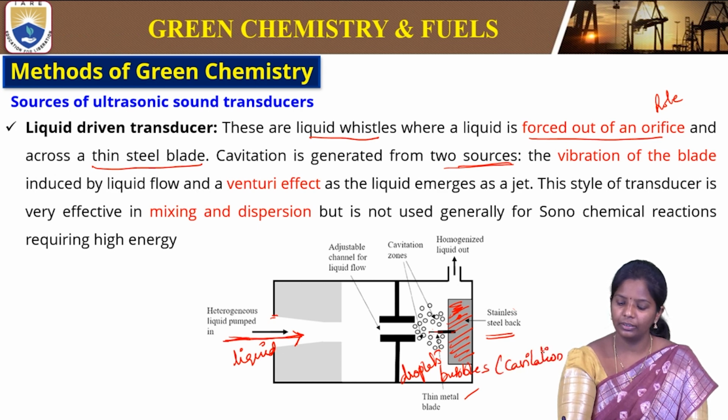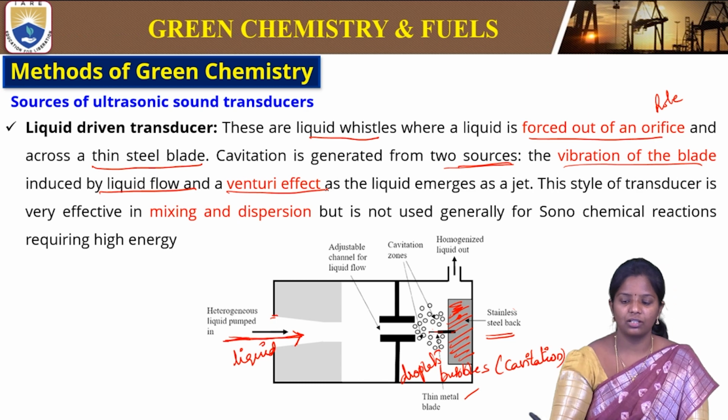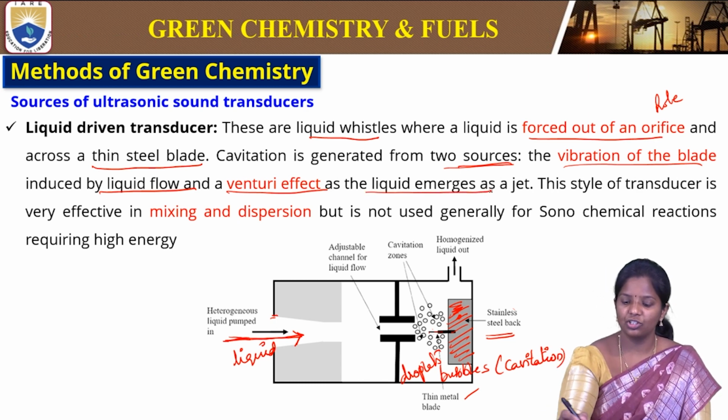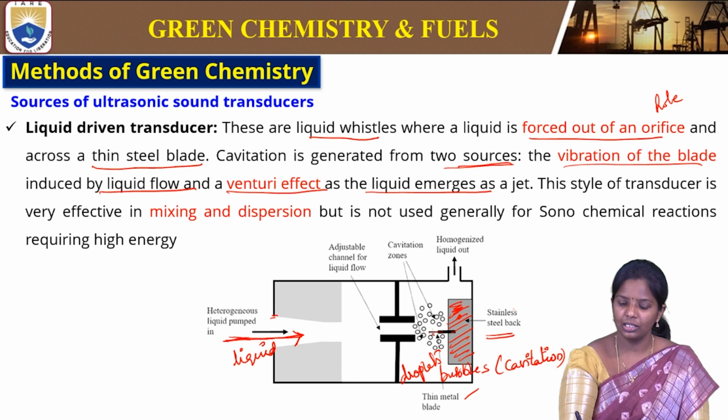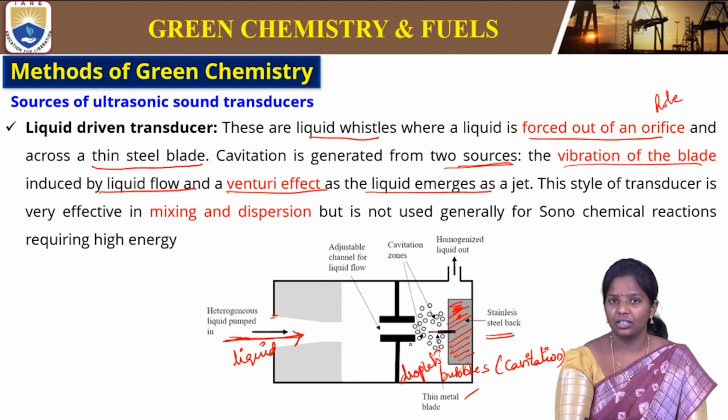So how does this occur? This occurs from the vibration of the blade. The blade will be vibrating, causing the liquid flow. The flowing liquid splits because of the vibration of the blade, and a Venturi effect occurs where the liquid emerges as a jet. So when the blade is vibrating, the liquid forms a jet of droplets which consists of bubbles, forming the cavitational phenomenon.